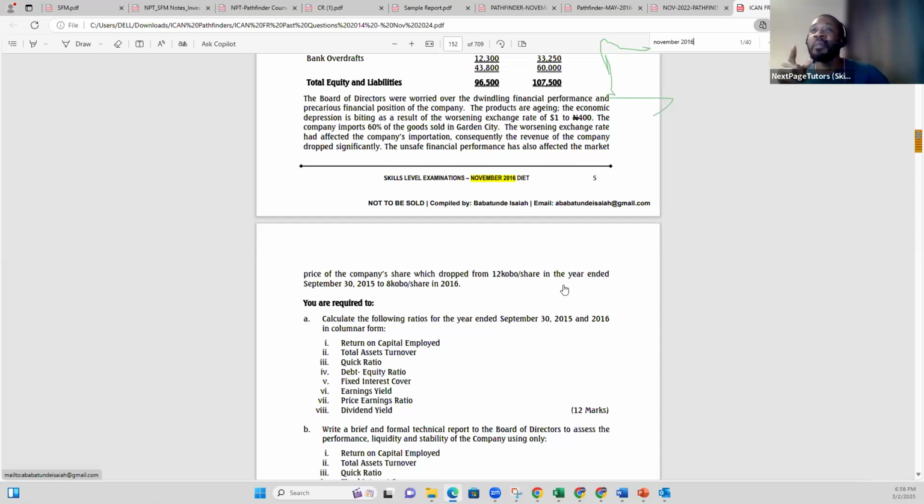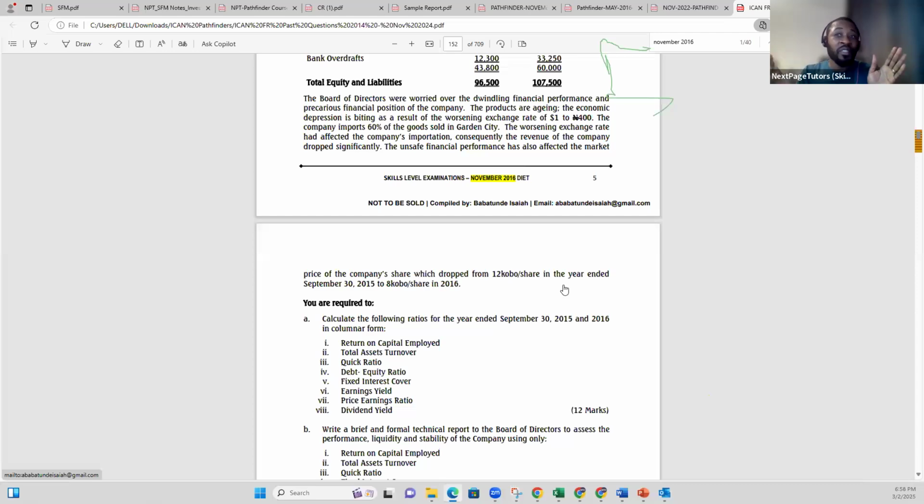Okay, the company imports 60% of goods sold in Garden City. The worsening exchange rate had affected the company's importation. Consequently, the revenue of the company dropped significantly. The unsafe financial performance has also affected the market price of the company's shares, which dropped from 12 kobo per share in the year ended 2015 to 8 kobo per share in 2016.